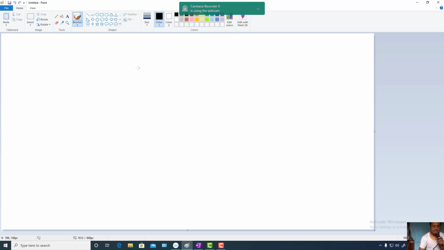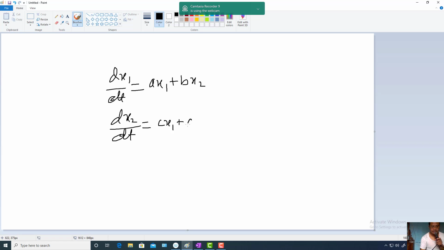We have already seen. Say for example, we have dx1 by dt equal to a x1 plus b x2. Then we have dx2 by dt equal to c x1 plus d x2. This can be written in matrix form like this: d of the column matrix x by dt is equal to A times x, where A is the coefficient matrix and x is a column vector.